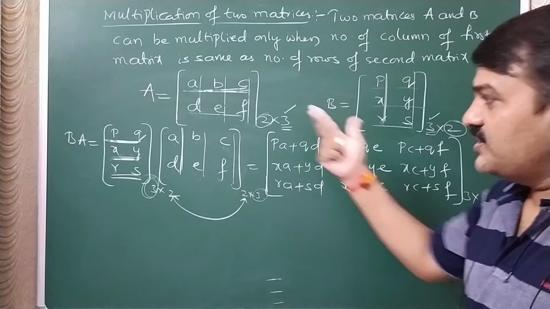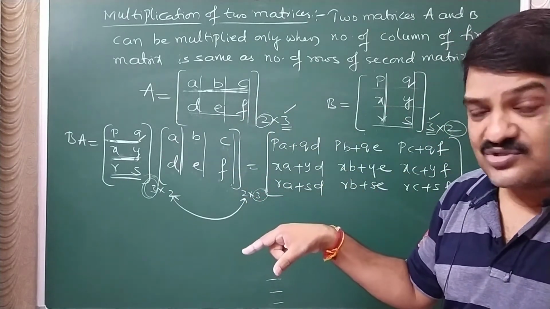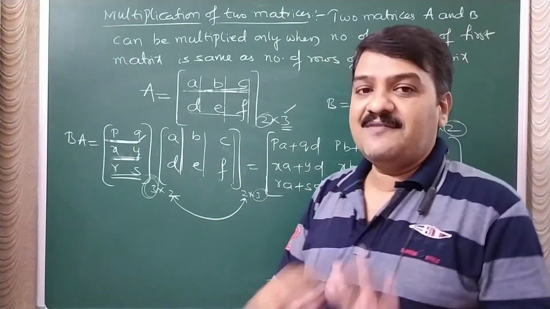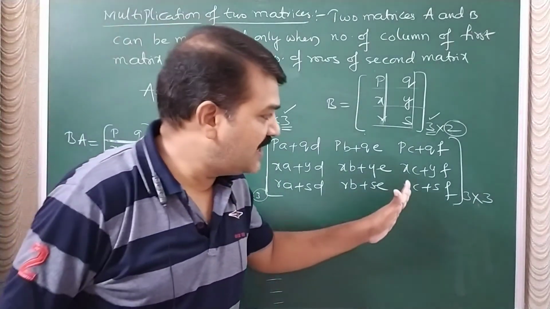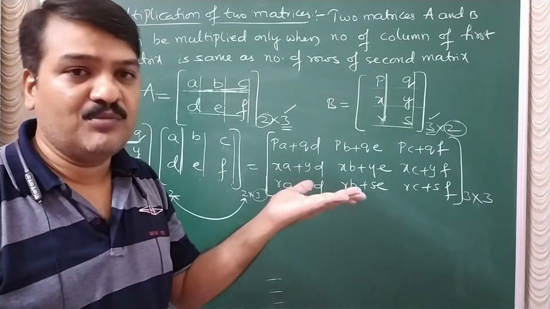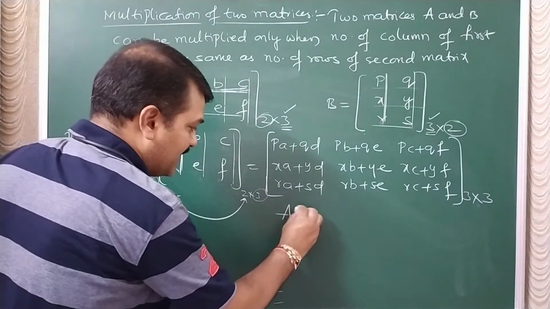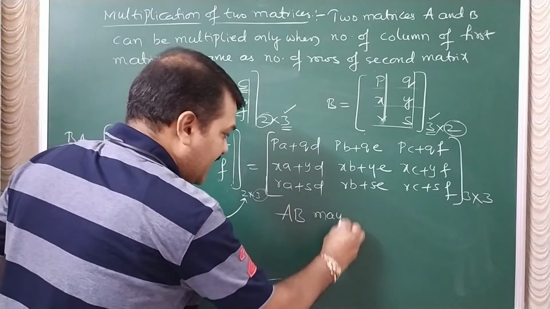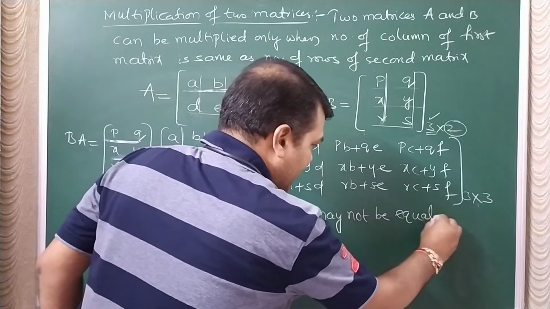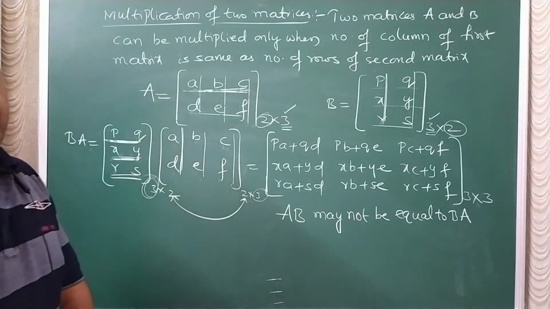3 cross 3. So is AB and BA same? Definitely not, because AB order is 2 cross 2. BA order is 3 cross 3. The order itself is not same for AB and BA. So how they can be equal? Never. So AB, BA are not equal here. The basic thing what you have to remember is, in matrices, AB may not be equal to BA.